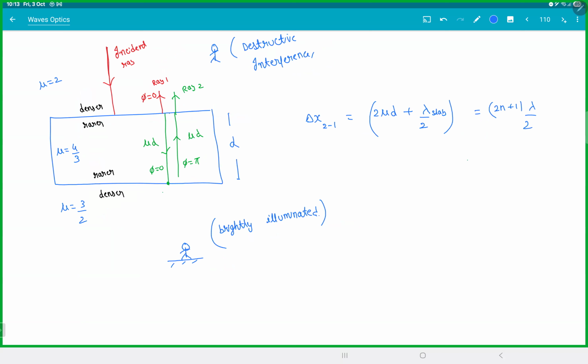You're getting it? This is what I was saying. We get confused with so many lambdas, no? The best thing to do is convert everything into vacuum. If you convert everything into vacuum, you won't have this problem. This would have been lambda observer. Clear with this? Because if you ask this observer, where are the light rays, what will he say? He will say the light rays are inside the medium, mu is equal to 2. Making sense? Clear with this?